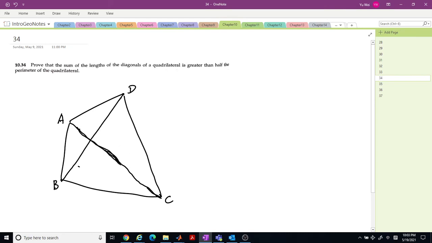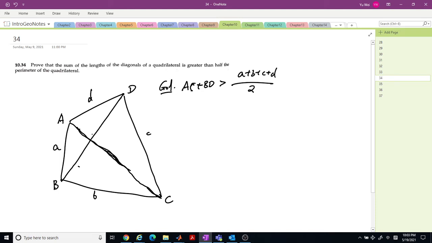Yeah, we have the two diagonals. Okay, so we want to prove this is A, B, C, D. We want to prove the two diagonals added together are greater than half of A plus B plus C plus D, right? The goal is to prove AC plus BD is greater than half of A plus B plus C plus D.